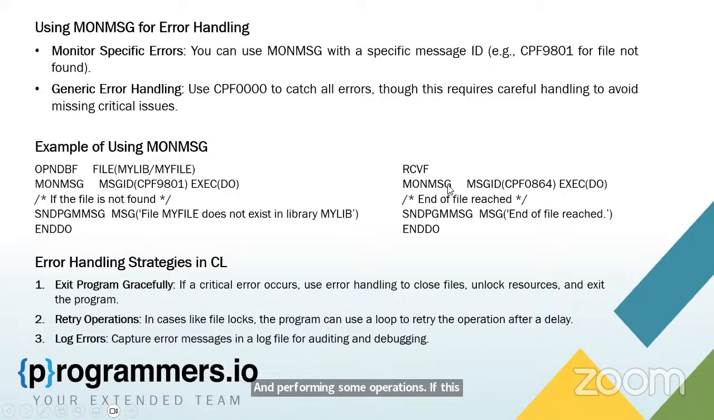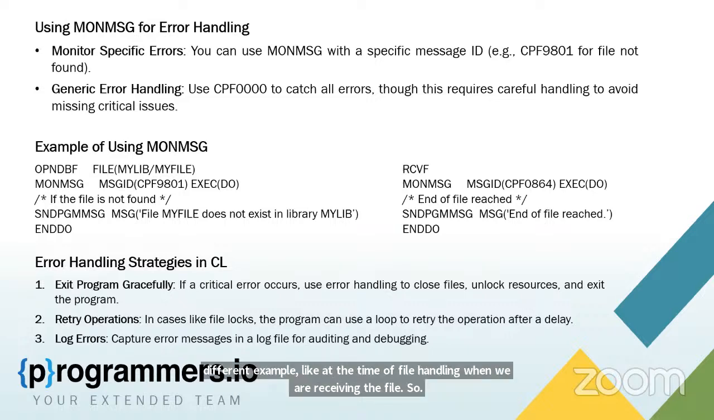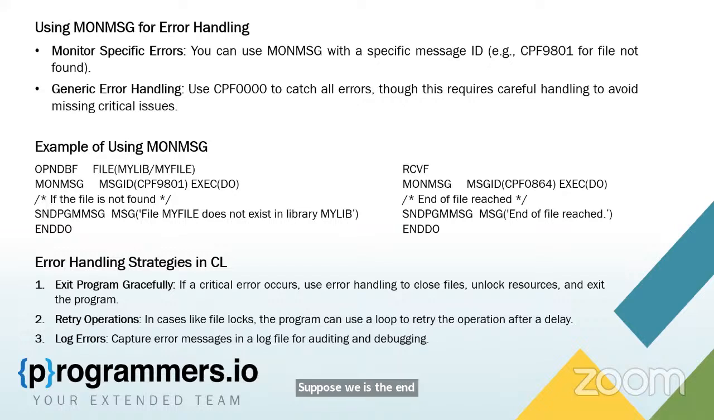And here on the right side, you can see some different examples, like at the time of file handling, when we are receiving the file. Suppose we reach the end of the file or something like this, these types of errors will be handled. At that time, we generally want to stop the program or skip the actual control to a specific path. That type of thing will be handled by the monitor message as well.